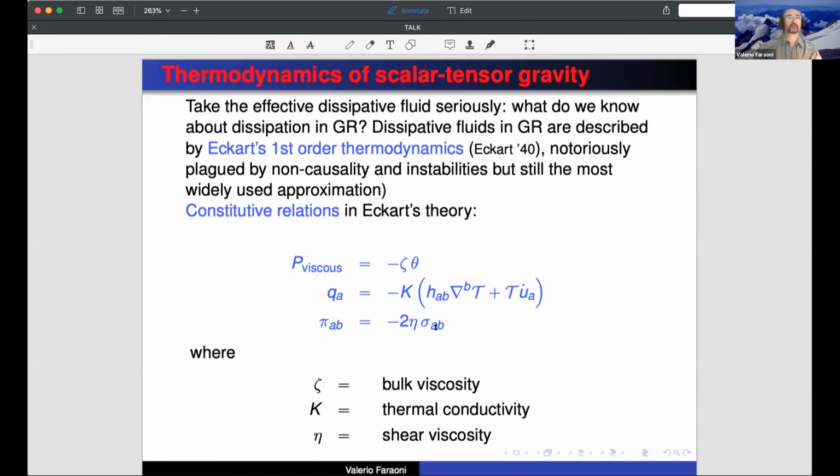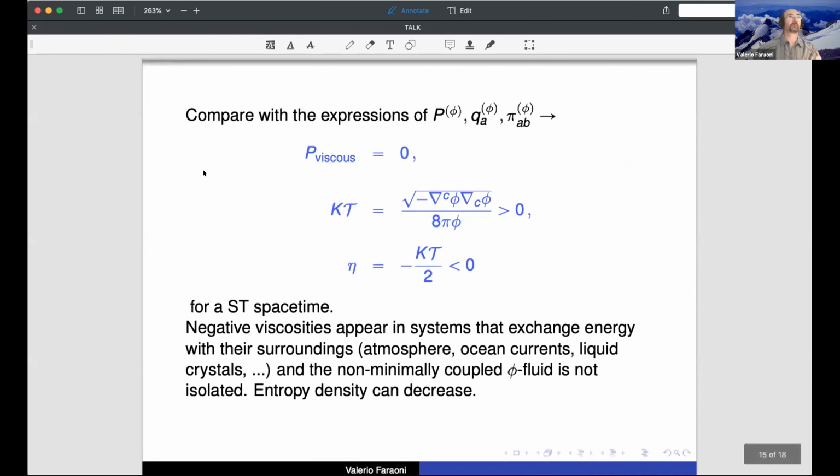And then anisotropic stresses are proportional to the shear tensor through the shear viscosity. So the quantities that I want here are these two equations. These are just constitutive relations, probably of wider validity than Eckart's theory. If you compare with the expression that we have for the effective pressure, heat flux density and anisotropic stresses, you find a relation between the temperature and the scalar field.